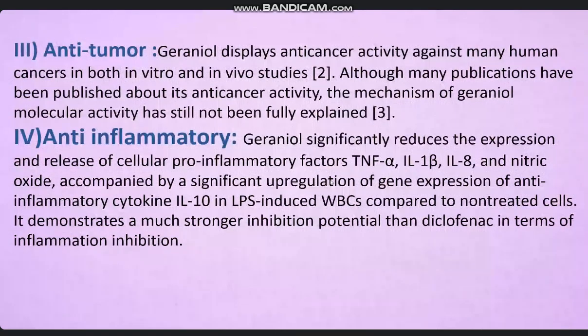Geraniol significantly reduces the expression and release of cellular pro-inflammatory factors TNF alpha, IL-1 beta, IL-8, and nitric oxide, accompanied by a significant upregulation of the expression of the anti-inflammatory cytokine IL-10 in LPS induced WBCs compared to non-treated cells. It demonstrates a much stronger inhibition potential than diclofenac in terms of inflammation inhibition.